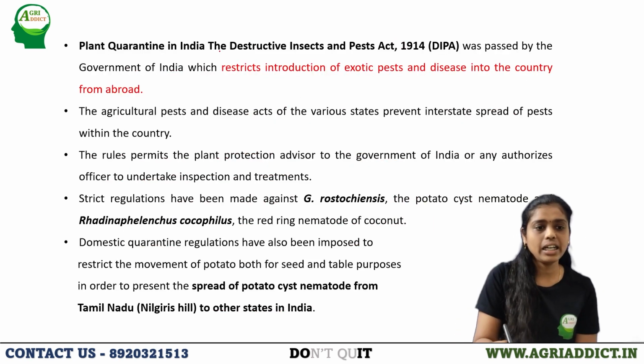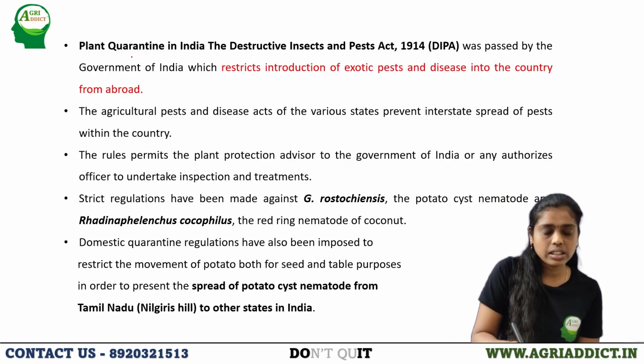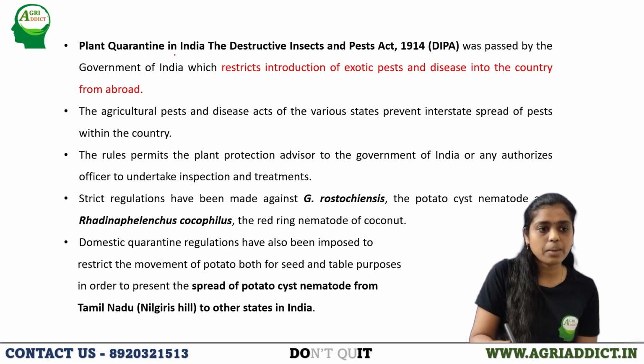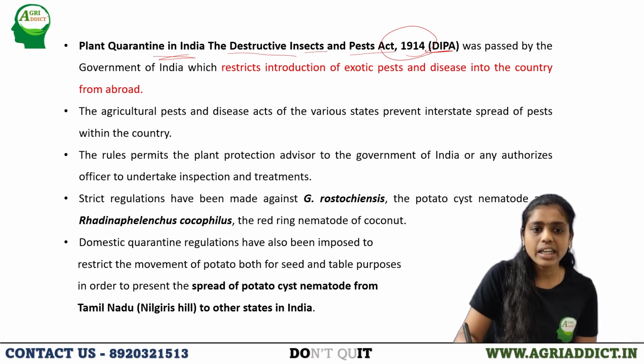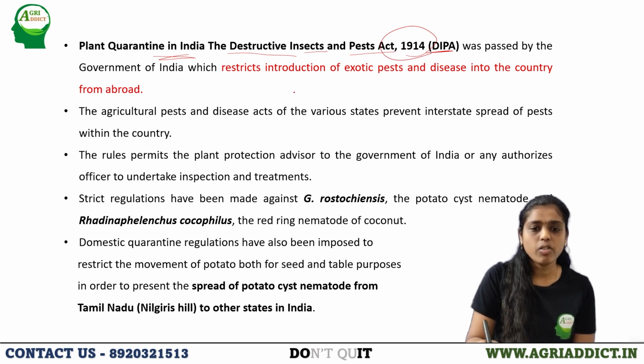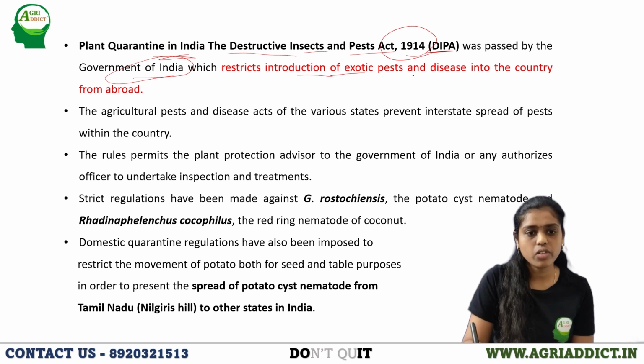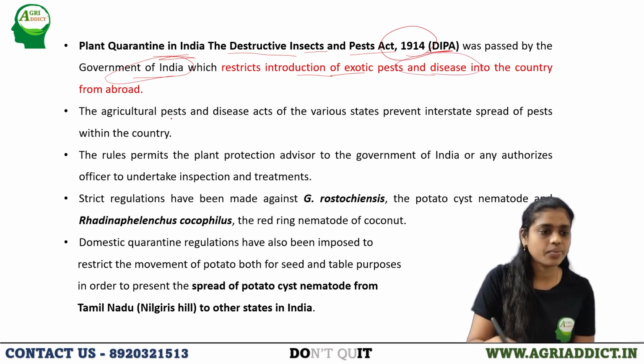And there are certain acts which come under plant quarantine in India, that is the Destructive Insect and Pest Act, DIPA, which was enacted in the year 1914 and passed by the government of India, which mainly places restrictions on the entry or introduction of exotic pests and diseases into our country from foreign countries.